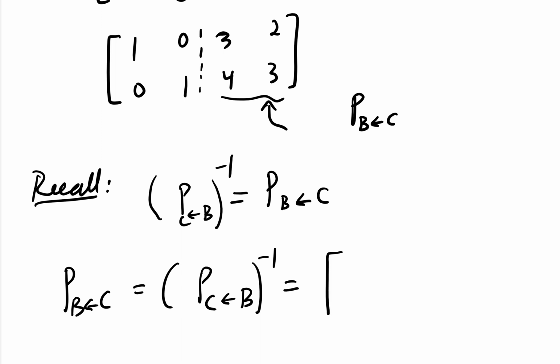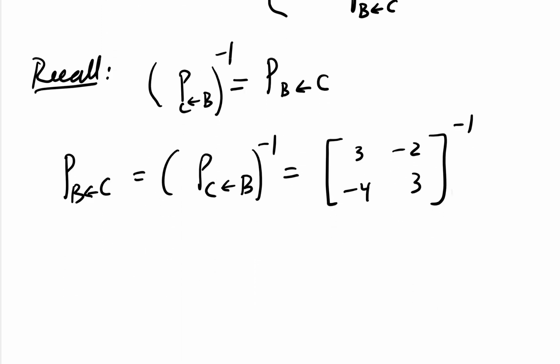And what was the one we found earlier? 3, negative 2, negative 4, 3. And we need to find the inverse of this. So this was the first part of the previous problem. We got 3, negative 4, negative 2, and negative 3 for the matrix from B coordinates to C. So what I'm gonna do here is find the inverse of this.